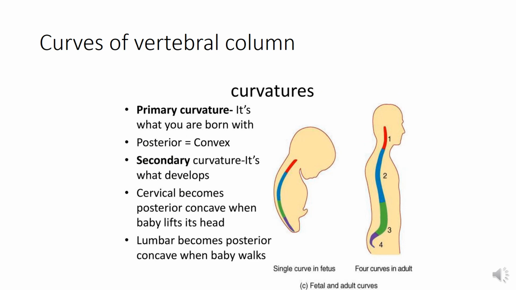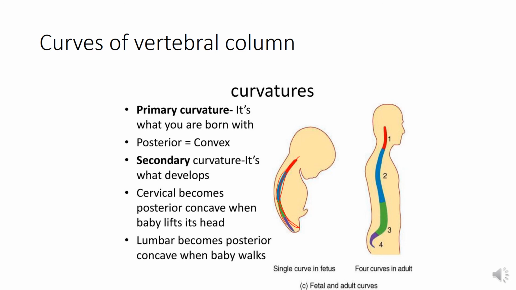Curves of the vertebral column. When viewed from the side, the vertebral column presents four curves, two primary and two secondary. Now, the fetus in the uterus lies curled up so that the head and the knees are more or less touching. So you can see here, this is only one curve in the fetus and this position shows the primary curvature.